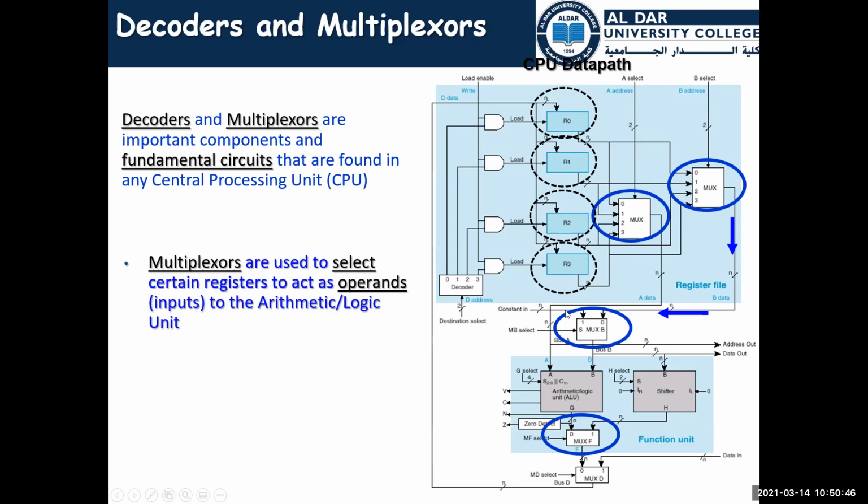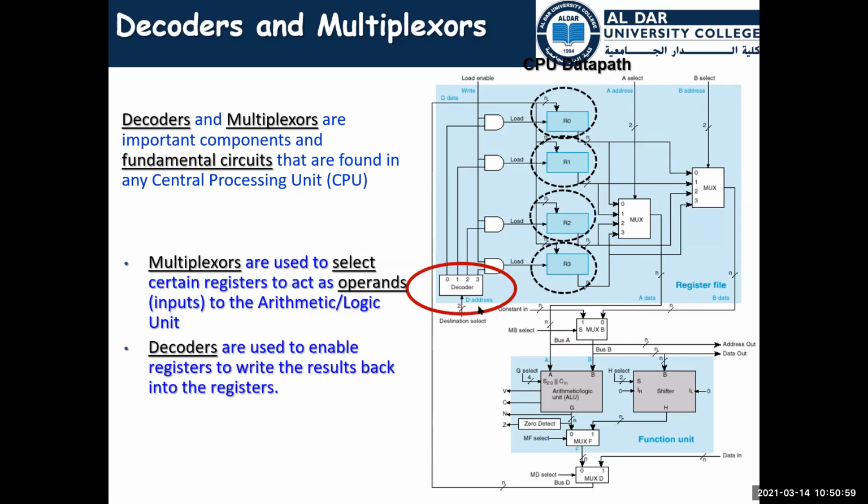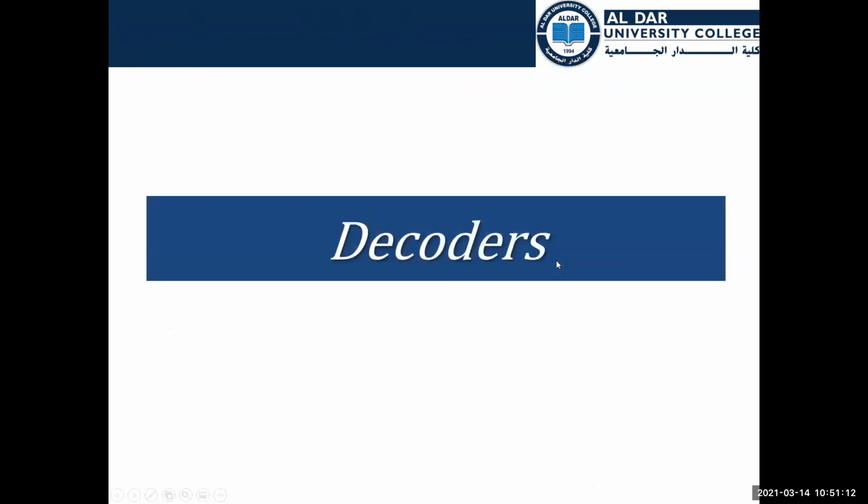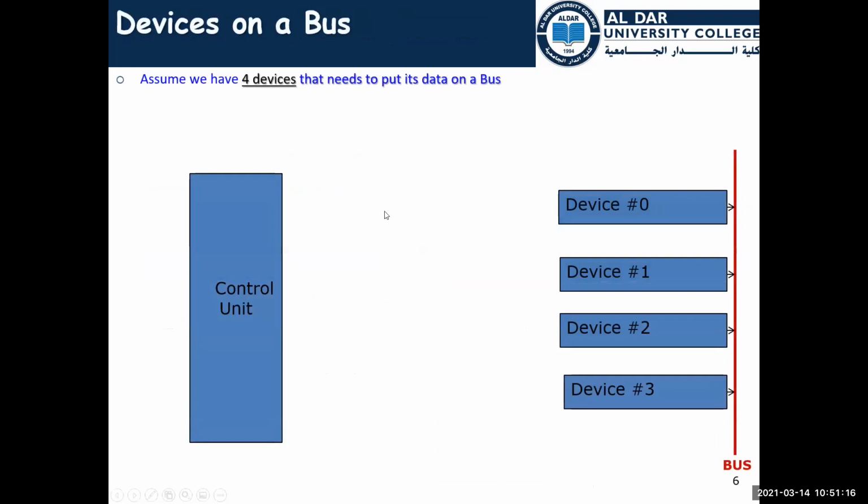For example, here we have a constant, we have the input here, so it selects which data. I want the constant or I want the value from the register. Accordingly, I will select using this multiplexer, and the decoder will enable which register to load back the result. Okay, so the decoders and the multiplexers are important. And we want to concentrate now on the decoders, how the decoders are working.